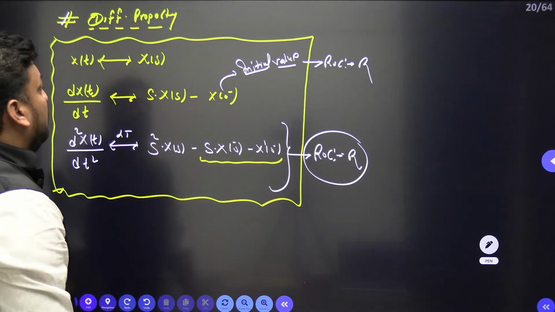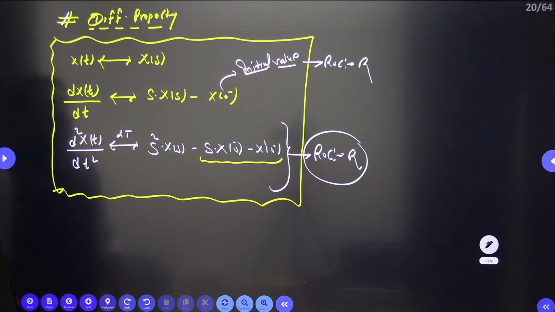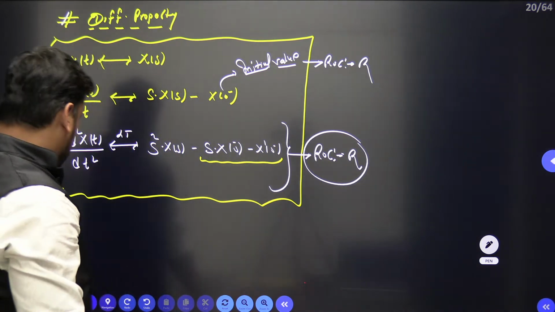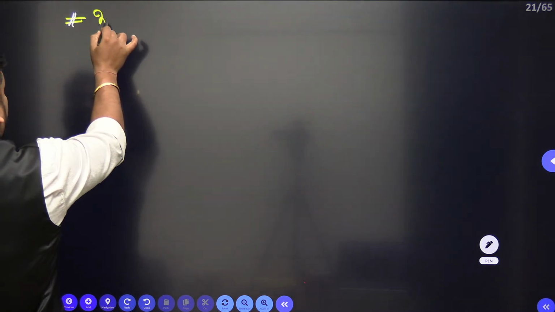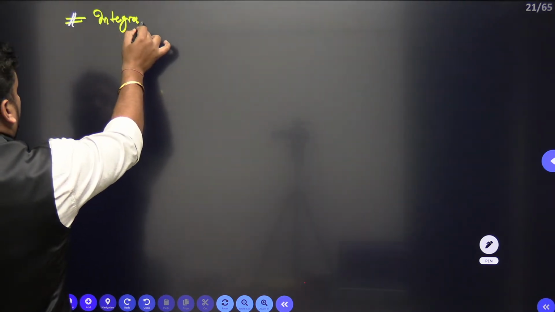Come on children, so if I talk about the differentiation property, again I hope it is clear. Children, do reply. Shall we go for the next? All of you guys just let me know. Similarly, children, if I talk about the next property, the integration property.